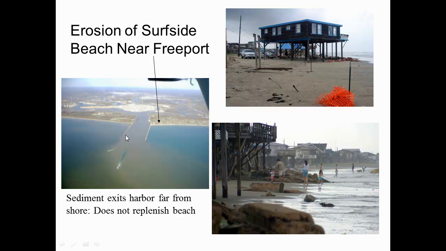If you look at the photograph to the left, between the pair of jetties, notice that fine sediment continues to flow out of the harbor at Surfside Beach, but that sediment is being carried far offshore and is not making its way back to the coastline. And as a result, even though sediment is exiting the harbor, it's exiting far from the shore, and as a result does not replenish the beach.